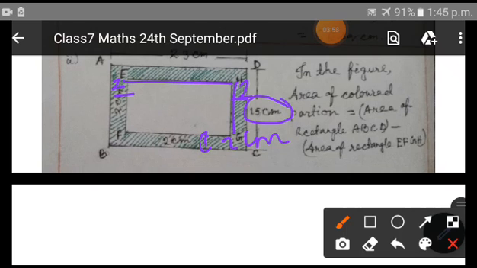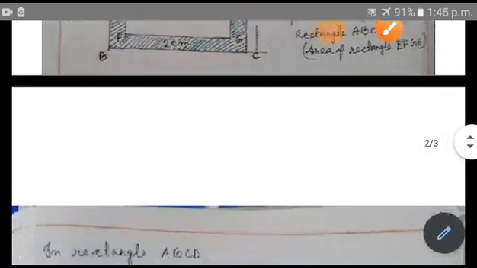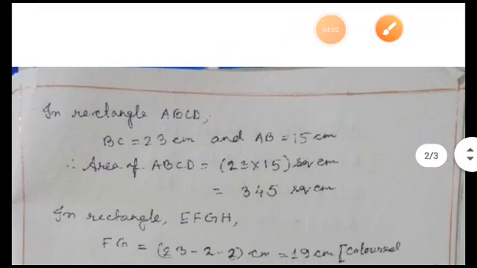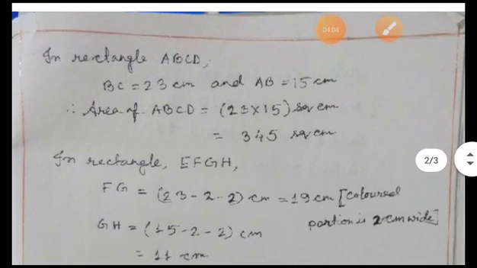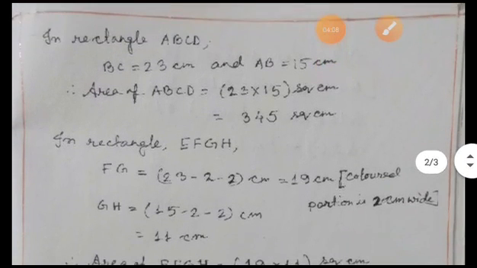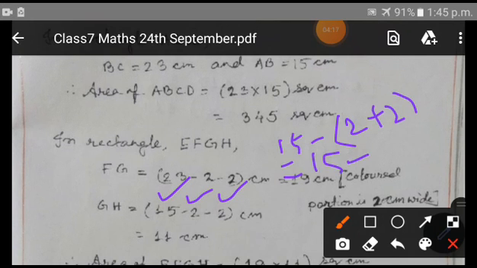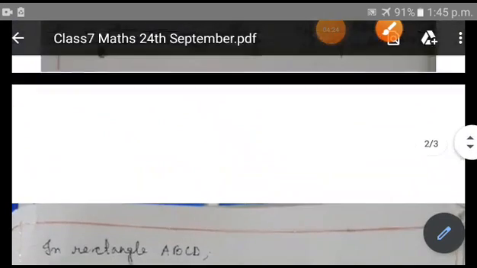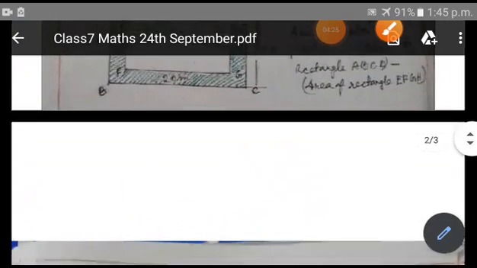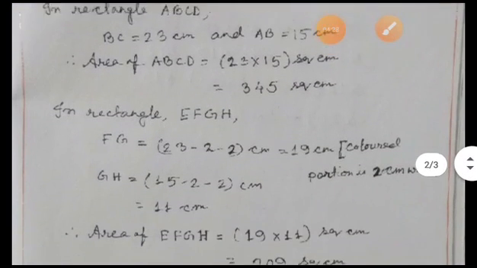4 you will have to subtract from 15 centimeter. So you are getting the length as 19 centimeter and the breadth as 11 centimeter, because 15 minus 2 minus 2. That means actually you are subtracting 4, because 15 minus 4 you are getting 11 centimeter. So from both the sides you are subtracting 2 centimeters. So actually you are getting 11 centimeter.